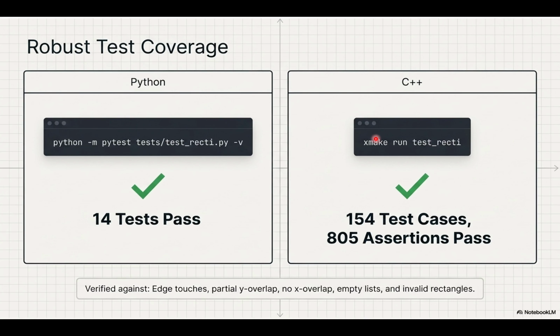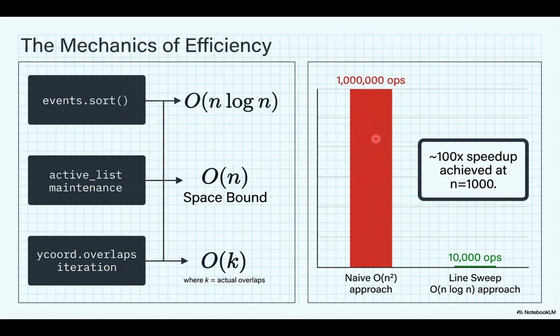Right. And the naive O of n squared approach required exactly 1,000,000 operations, because 1,000 times 1,000 is a million. But the line sweep approach dropped that to just 10,000 operations, which is an exact 100x speedup. 1,000,000 down to 10,000. I mean, the sheer scale of the efficiency gains is awe-inspiring. And that's just at 1,000 rectangles. Imagine a million. It's the difference between a program running in seconds versus running for weeks.